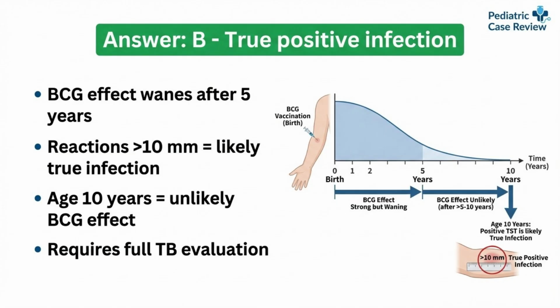While BCG vaccination can cause positive tuberculin skin test reactions, several factors indicate true infection in this case. First, BCG was given at birth, and its effect on tuberculin skin test typically wanes after 5 years. Second, reactions larger than 10 millimeters, especially 15 millimeters, are more likely to represent true Mycobacterium tuberculosis infection rather than BCG effect. Third, the child is 10 years old, making BCG interference unlikely. This child requires full evaluation for tuberculosis, including chest X-ray, and should be treated for latent or active tuberculosis as indicated by findings.